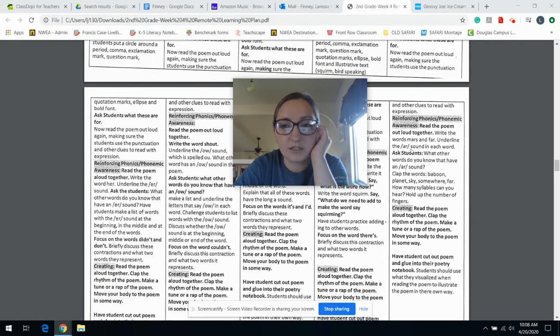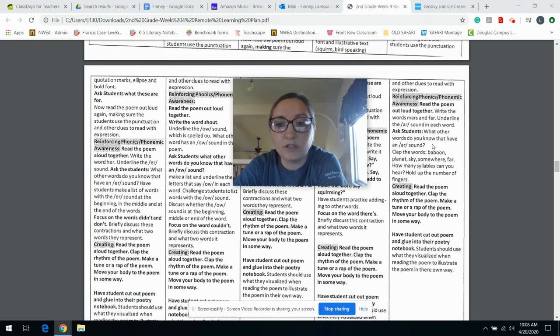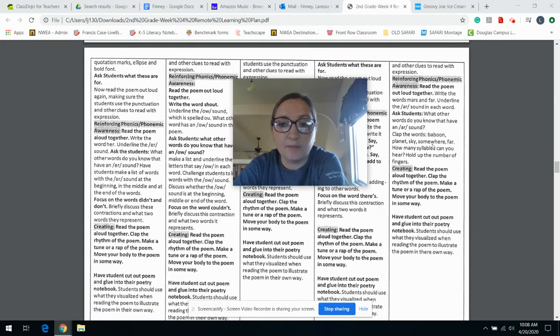When we get to the phonics section of the poem, they want you to focus on the spelling pattern AR, right lines under the words Mars and far. And then it wants you to look at some other words that have the AR spelling pattern. Finally, it's going to have you work on some syllables and clapping out the syllables for specific words. This last section where it has you cut out the poem and glue it into your poetry notebook, you do not have to do that. I know some of you may want to and you can, but you do not have to do that.